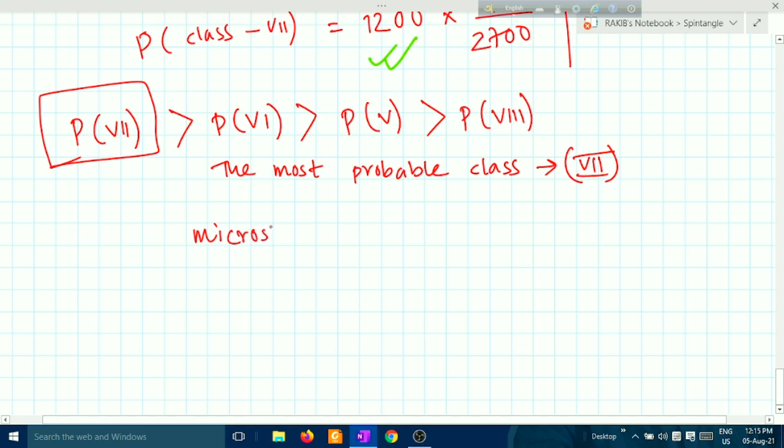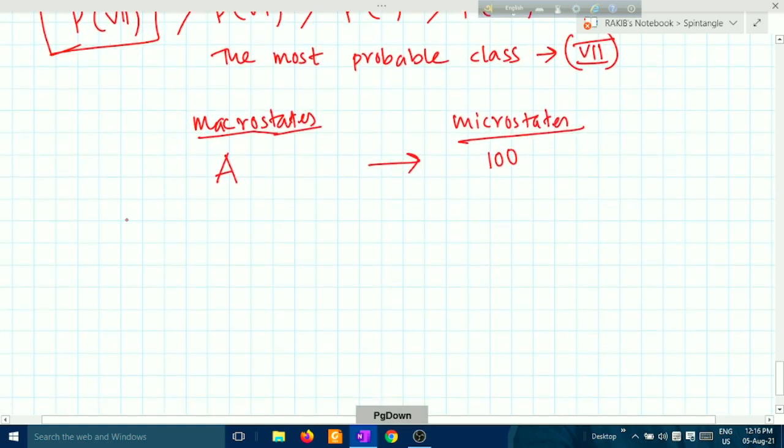Sorry, these are the macrostates. Write macrostates here, these are the macrostates, and on this side, these are the microstates. Say a system A has 100 microstates. The system B has a number of microstates, microstates are the arrangements, I have said it earlier. And C has 800 microstates.